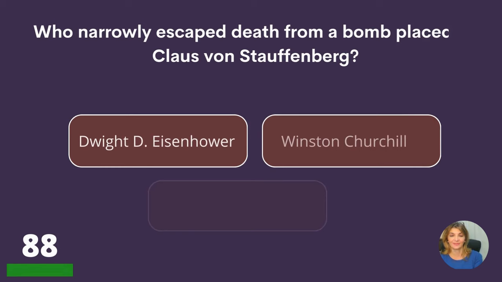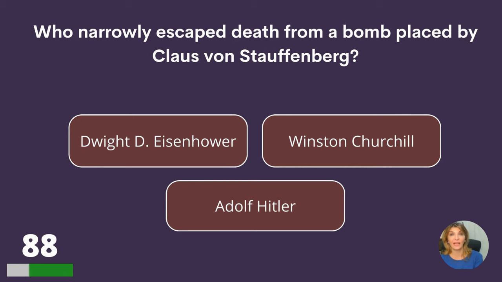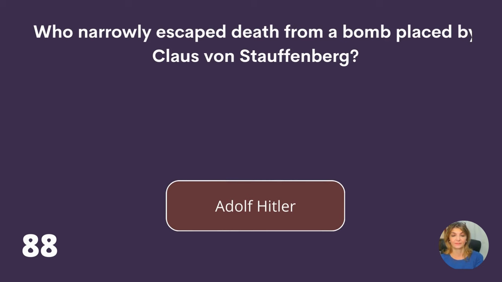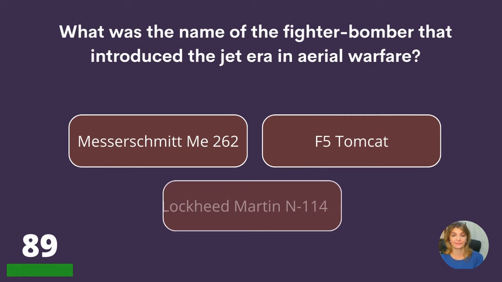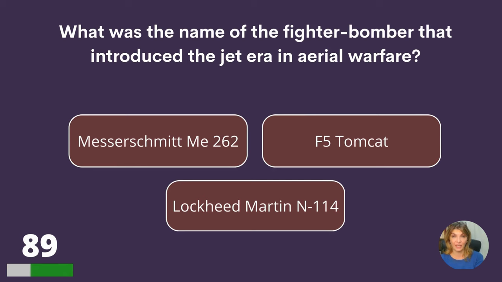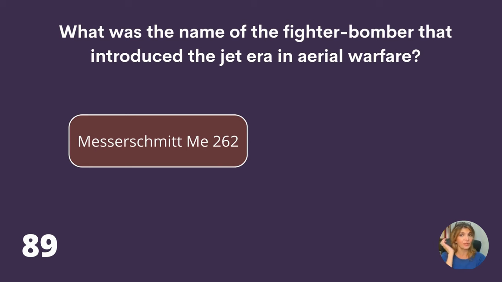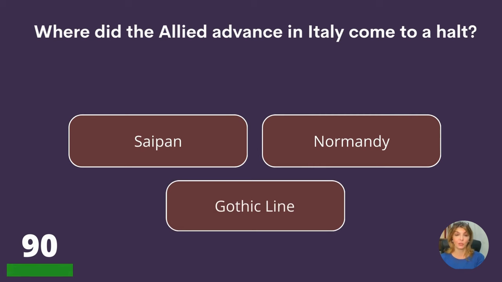Who narrowly escaped death from a bomb placed by Klaus von Stauffenberg? Dwight D. Eisenhower, Winston Churchill, or Adolf Hitler? Adolf Hitler. What was the name of the fighter bomber that introduced the jet era in aerial warfare? Messerschmitt ME-262, the F-5 Tomcat, or the Lockheed Martin N-114? The Messerschmitt ME-262.